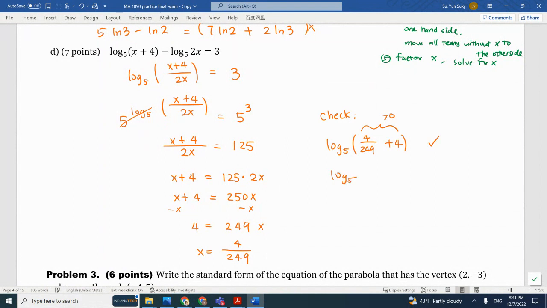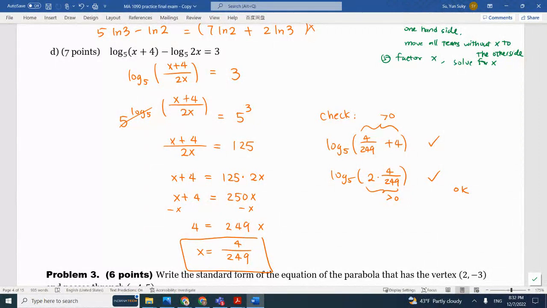The other expression, log 5, 2 times x. X is 4 over 249. And this is also positive, so okay. So this is the solution. If you plug in here, you get the things inside the log is negative, that means it's not okay. Then we have no solution. Okay? So this is part D.